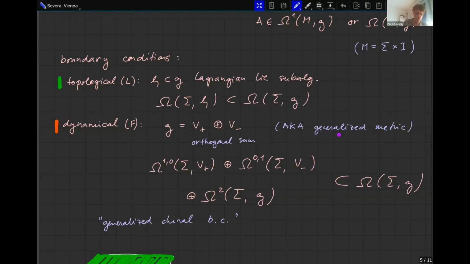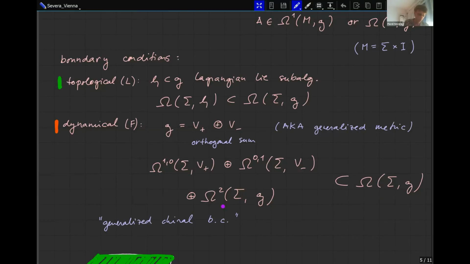And the boundary condition simply says that the one form part of our A is of this type: there is a form of type (1,0) with values in V plus, and forms of type (0,1) with values in V minus. There are no zero forms, which corresponds to the fact that there are no gauge transformations anymore. So this condition kills gauge transformation on the boundary on sigma.